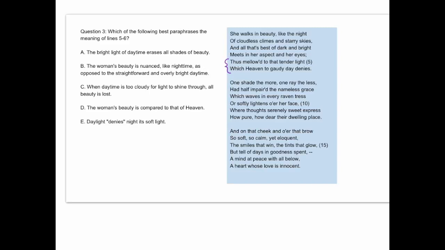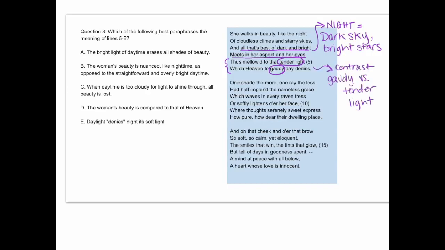This is one of those questions where you just need to follow the grammar and the logic of the passage. And you can see that he's following up this idea of all that's best of dark and bright meeting in her aspect and her eyes. Nighttime has both dark and bright. You have the dark of the sky contrasted with the brightness of the stars. So in the lines in question, when he speaks of day as gaudy, he is contrasting it with the tender light of nighttime, where you can have light and dark simultaneously. Based on this, the best answer here is B.